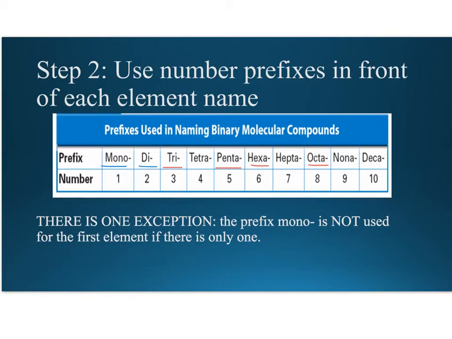Now, there is one exception. We do not use the prefix mono for the first element if there's only one of the first element. So an example of this is carbon dioxide. We don't have to say monocarbon dioxide, we can just say carbon dioxide.